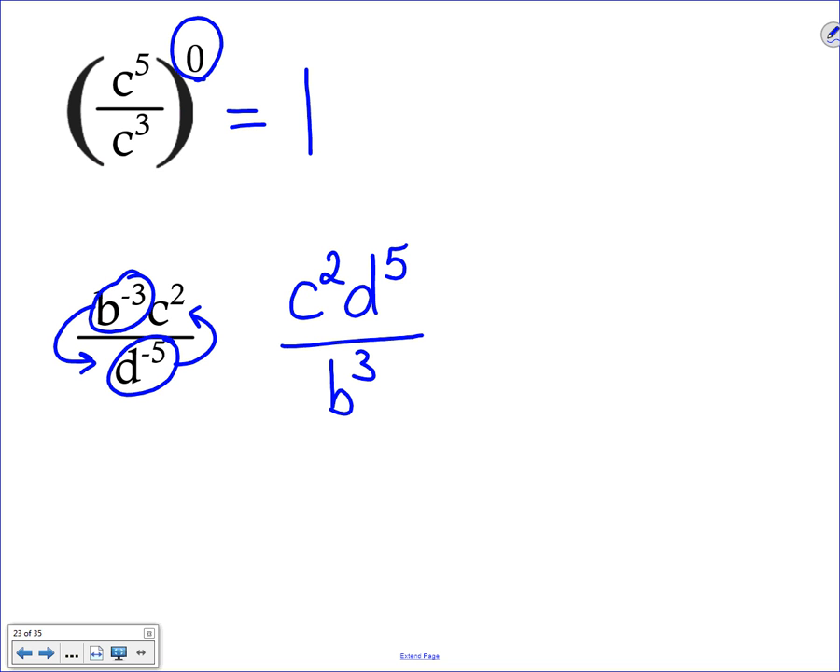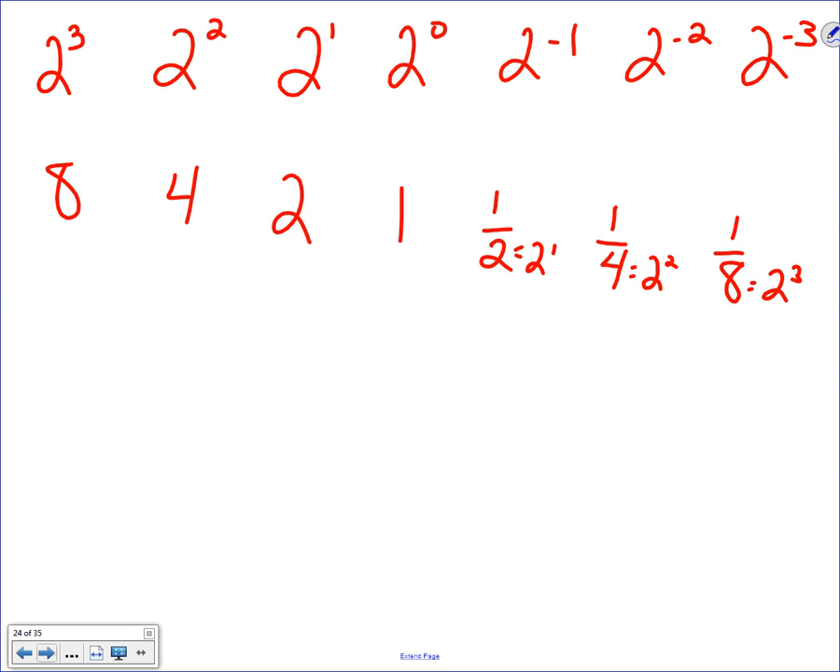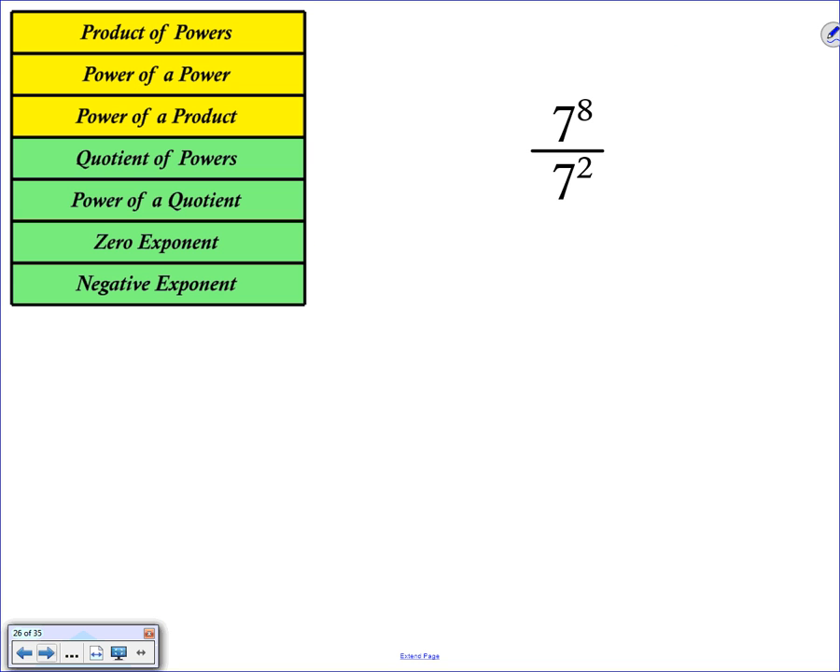In these next examples, we'll look at the division properties, but we'll also take a look at the 0 and the negative exponent. So I have 7 to the 8th power over 7 squared. My bases are the same, so I subtract the exponents. 8 minus 2 is 6. Again, pause if you need to as you're going throughout this.